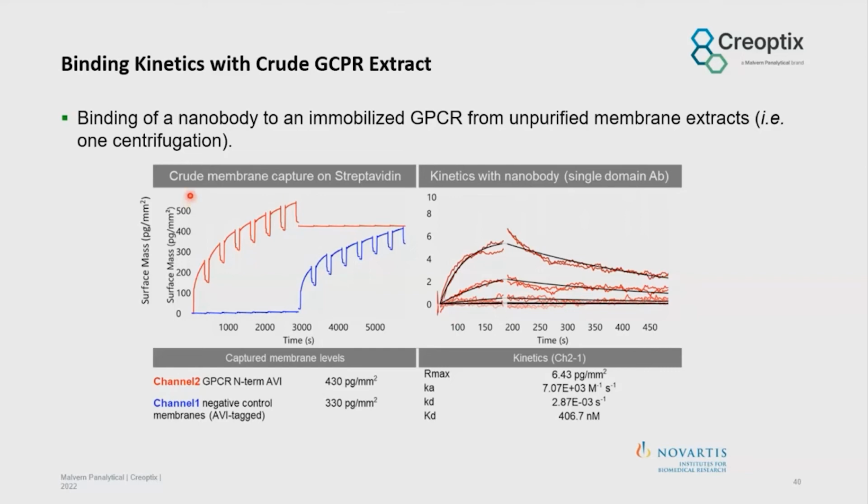But essentially what we're doing here is taking the crude membrane, which we've spun down by one centrifugation after lysing the cells, and we're capturing this on a streptavidin surface. So we have a biotinylated protein, and what we're doing here is immobilizing it in pulsed injections so that we can really build a large amount of protein on the surface. So channel 2 is our GPCR of interest with an N-terminal AVI tag, and channel 1 is a negative control membrane with an AVI tag. And what we can resolve here is the kinetics with a nanobody, which is a single domain antibody. Here we see a good Rmax, we have our association, dissociation, and affinity for the interaction. So this is really a protein-protein interaction in a crude context.